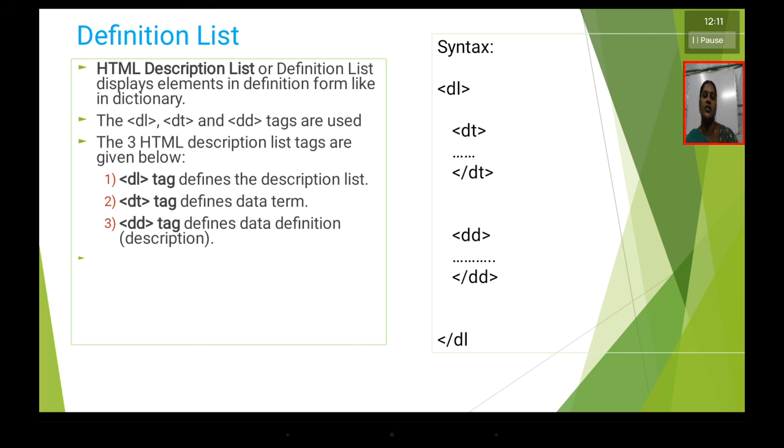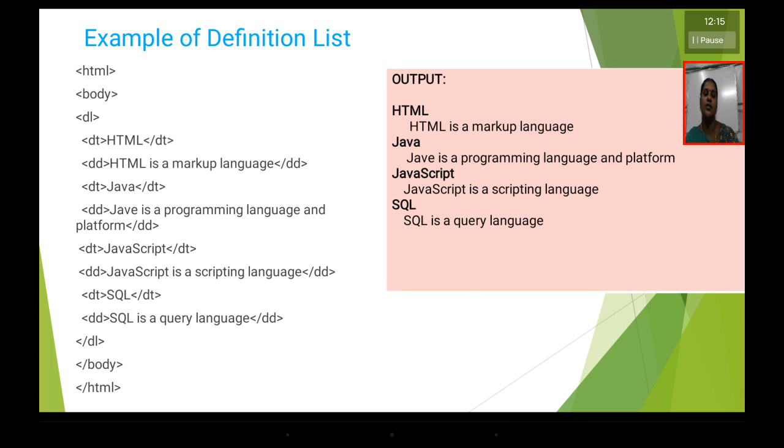In the definition list, the DL is understood by HTML as a definition list. Here, first one is the definition list, second one is the definition term, and then the definition data. I have given HTML: HTML is a markup language. So HTML is given as bold, and the definition is given as small. Then Java is given bold, and the definition small. So this is a way of defining your definition list.